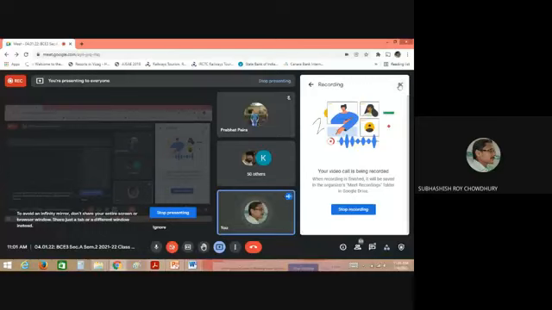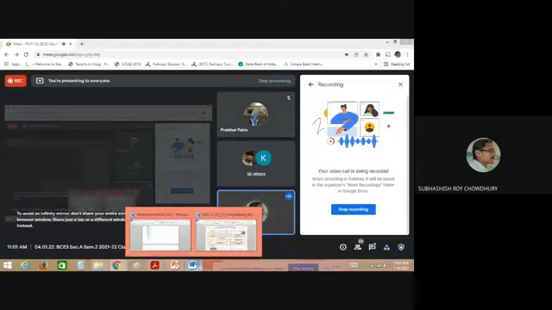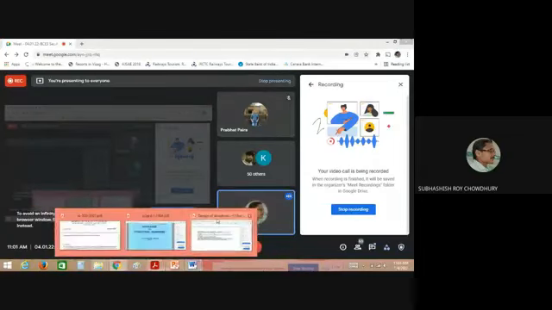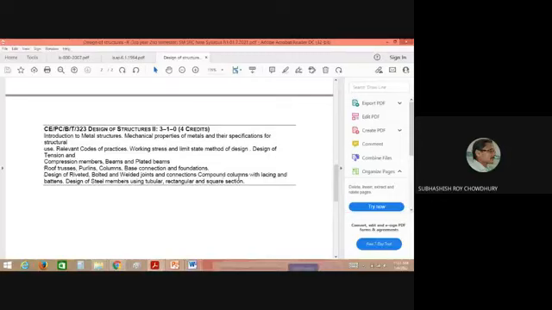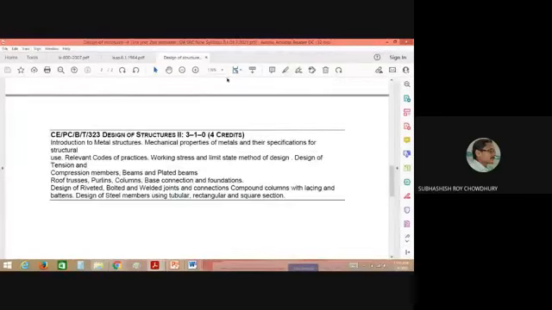Okay, so let us start the first class on this Design of Structures 2. First of all, at the very beginning, I will share with you the syllabus of this theory paper, Design of Structures 2. I think you are getting this syllabus over the screen. This is the syllabus for this particular paper as per our departmental decision.